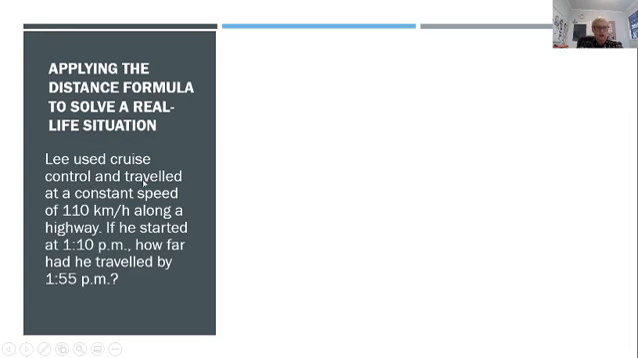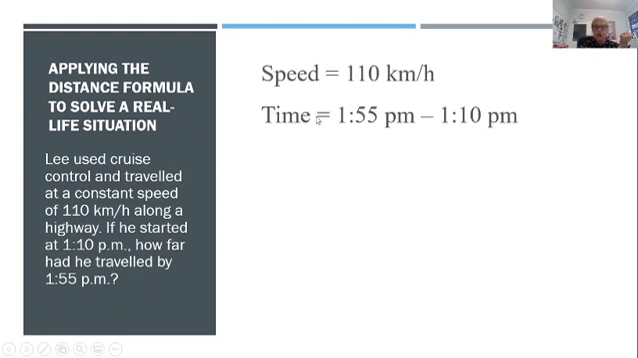So let's apply this. Lee used cruise control and traveled at a constant speed of 110 kilometers per hour along the highway. If he started at 1:10, how far had he traveled by 1:55? So the first thing we've got to do is work out the time. We know what the speed is. So we've got 1:55 to 1:10. So we work it out and we say, okay, it's 45 minutes. But remember, we have to put that into a fraction. So we go 45 over 60 because it's minutes, and we get 0.75 hours.